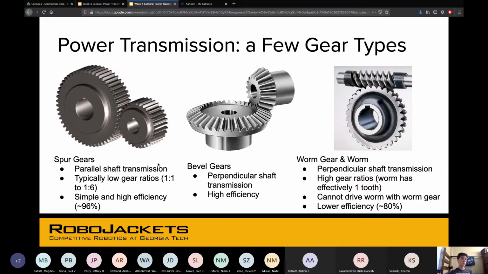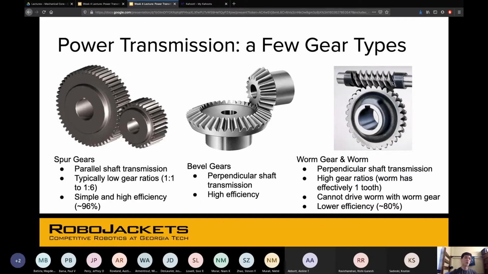Spur gears work. Bevel gears are a little more complex. You've got perpendicular shafts, so they make kind of an L shape here. Again, these are really high efficiency, less common, but they still work really great. Then you've got the worm gear and the worm. I don't think I've ever seen these used on a robot, personally, but if anyone else has, that's really cool. These are not as common at all.